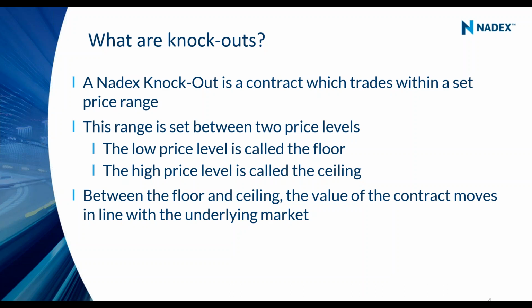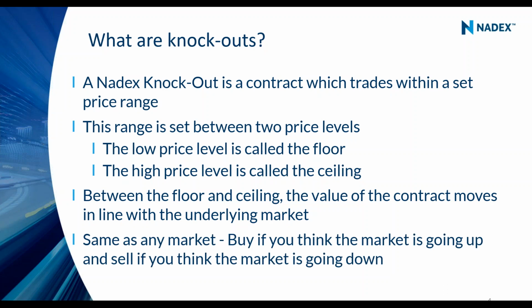If you, for instance, trade stocks, you buy a stock, you sell a stock, you're trading the price of the stock. When we're trading this, we're trading the price of crude oil, gold, an index, a foreign exchange pair. And that price will trade between the floor and the ceiling. And it's pretty straightforward. If you think the market's going to go up, you would buy the knockout. And if you think it's going down, you can sell it.